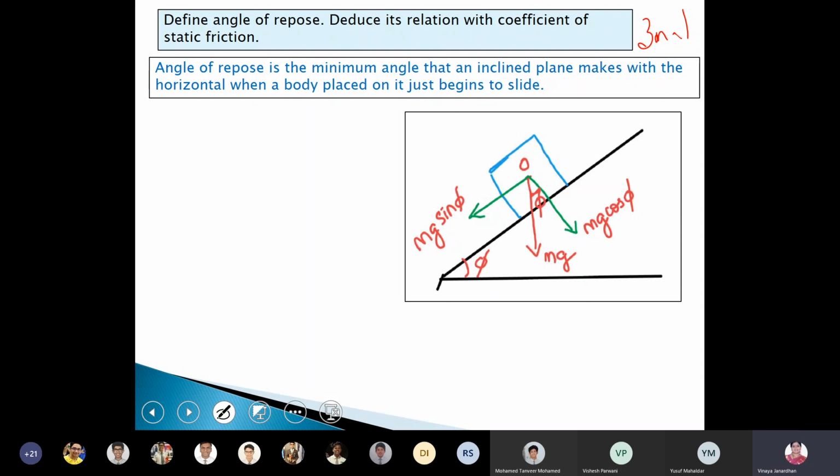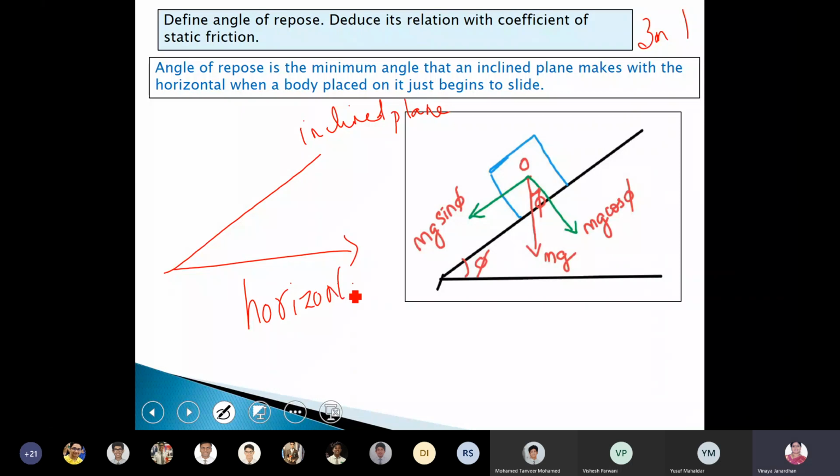Now, what does it mean? Suppose I have an inclined plane, and this will be your horizontal. Now let me keep a body on the inclined plane. This plane is inclined at an angle to the horizontal. You know what an inclined plane is. Now you keep tilting your inclined plane. At one point, the body just begins to slide.